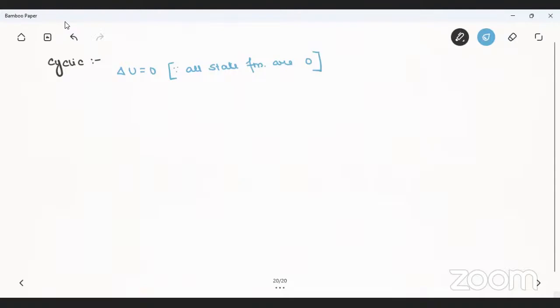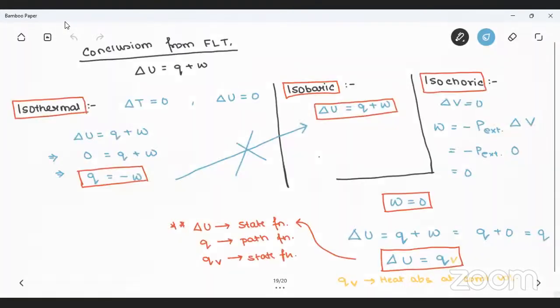Now, cyclic process means all the state functions are 0. So delta U is equal to 0. According to the first law of thermodynamics, delta U is equal to Q plus W, so 0 is Q plus W. So Q is again equal to minus W, just similar to isothermal process. Here in isothermal, delta T was 0, for which delta U becomes 0 because delta U is equivalent to delta T.